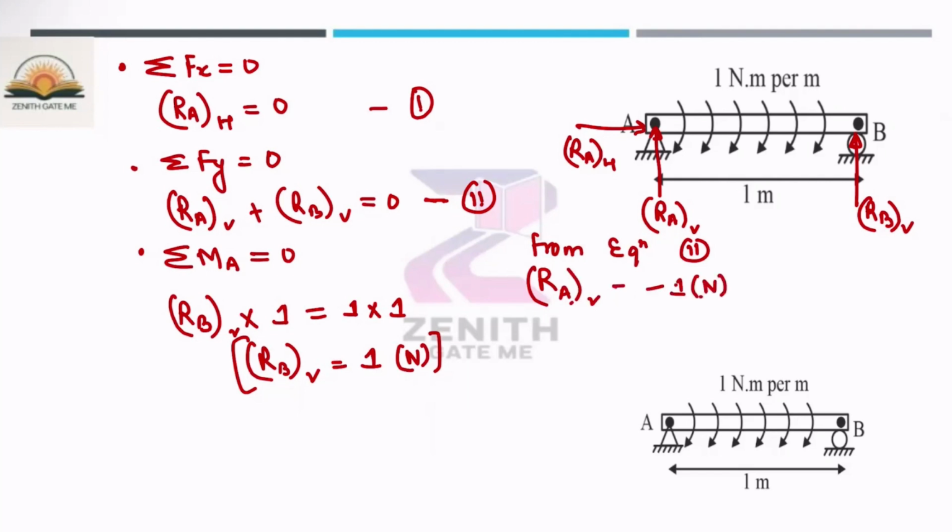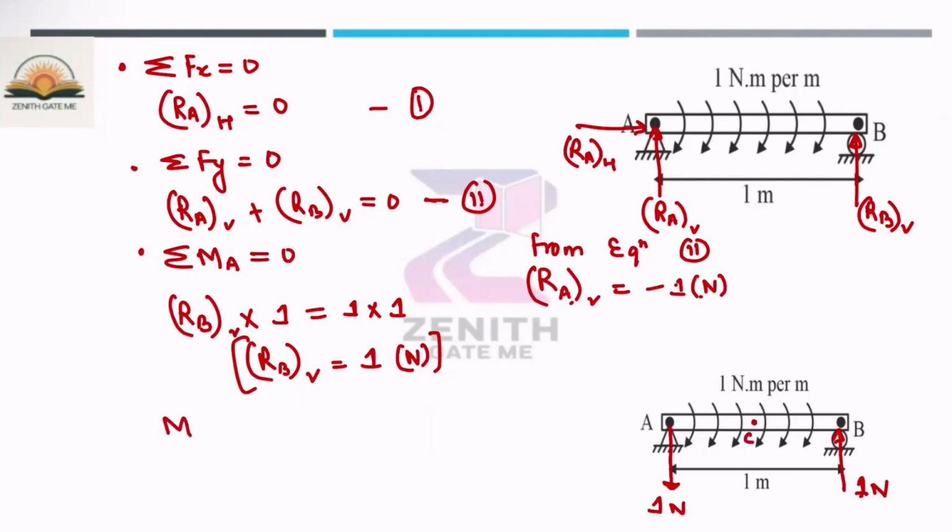What does it mean? Whatever direction you assumed is wrong, so you just change the direction. The reaction at this point will be 1 Newton downward, and at the other point the reaction will be 1 Newton. Okay, so you calculated the reactions. Now you have to calculate the moment at point C, which is the midpoint.